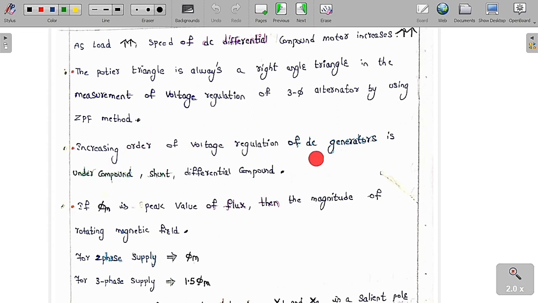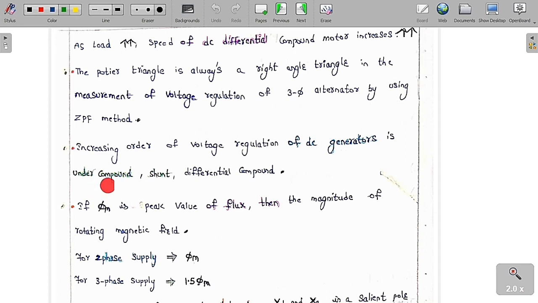The increasing order of voltage regulation of these generators is under compound, shunt and differential compound. Increasing order means small to big. I have already told you, differential compound has a huge amount of voltage regulation because the no load voltage and the rated voltage are very far apart, so it is called a differential compound. The voltage regulation of under compound is lesser than that of shunt, which is lesser than that of differential compound. This is a very important point to keep in mind.